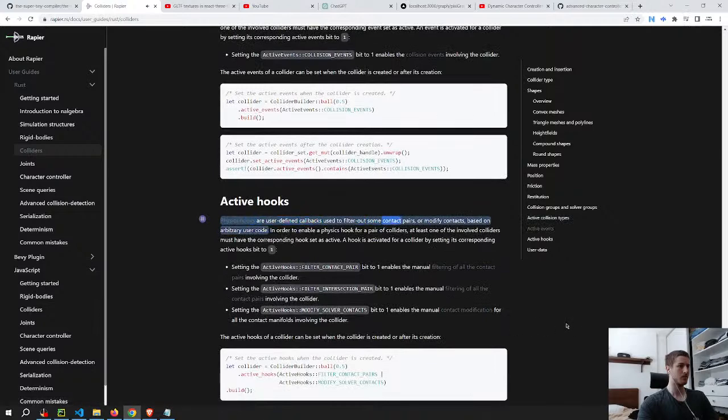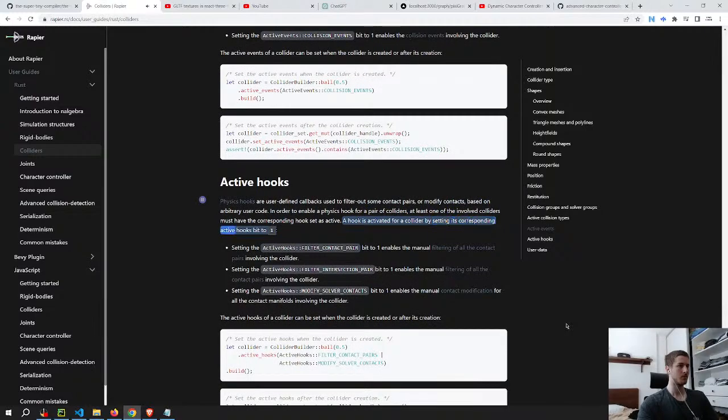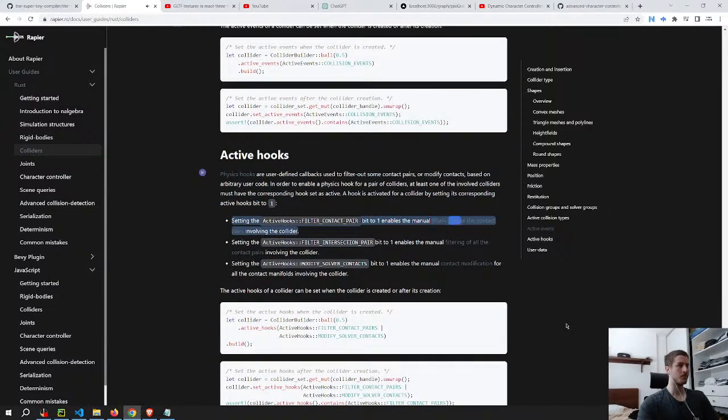Physics hooks are user-defined callbacks used to filter out some contact pairs or modify contacts based on arbitrary user code. In order to enable a physics hook for a pair of colliders, at least one of the involved colliders must have the corresponding hooks as active. A hook is activated for a collider by setting its corresponding active hooks bit to 1. Setting the active hooks FILTER_CONTACT_PAIR bit to 1 enables the manual filtering of all the contact pairs involving the collider.